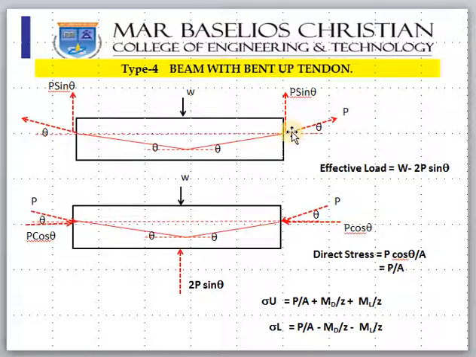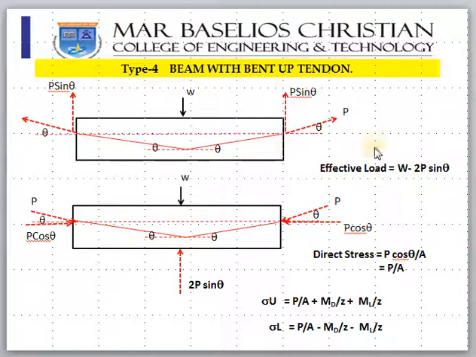As we can see here, this force P will have two components. One is the vertical component, which is P sin theta on this side and this side. The load W is applied downward, whereas the vertical component of the prestressing force, P sin theta, acts upward. As you can see in the second figure, there is an upward force of 2P sin theta because of the tendon pulling. So your actual net load will be W minus 2P sin theta. The effective load will be W minus 2P sin theta. This is an important point.